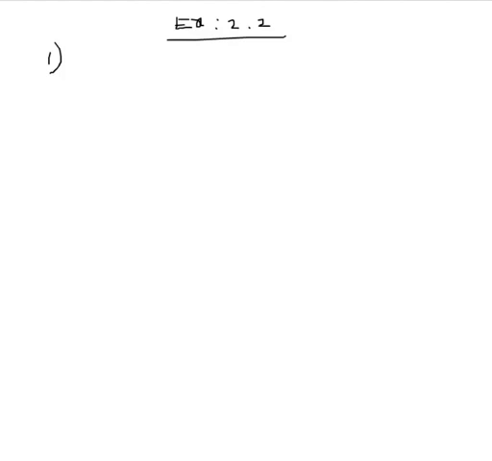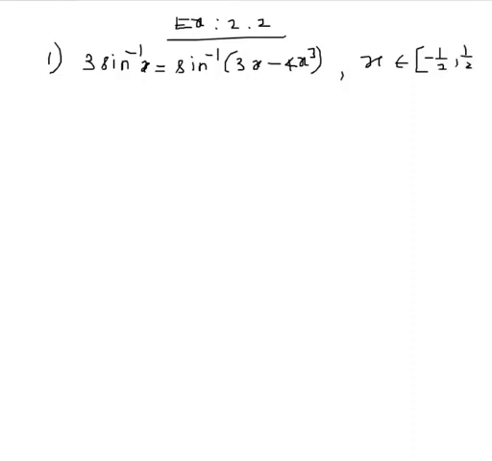Prove the following. 3 sine inverse of x is equal to sine inverse of 3x minus 4x cube, where x belongs to minus half to half. By looking at the expression, you can make out this looks similar to 3 sine theta minus 4 sine cube theta formula. So let us substitute x as sine theta.